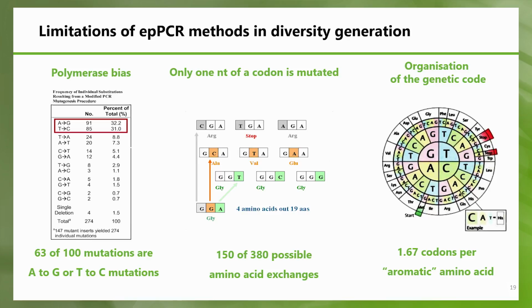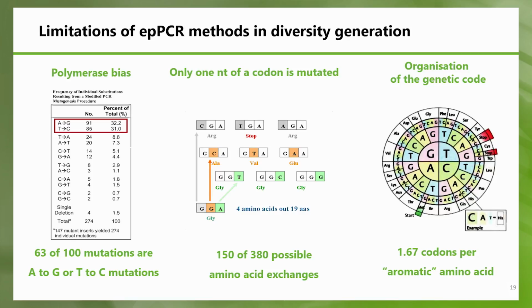And if you make 100 mutations, in 63 cases you get a mutation from A to G or from T to C. So the polymerase has a preference to replace a big base by a big base and a small base by a small base. And this limits on the protein level the diversity.